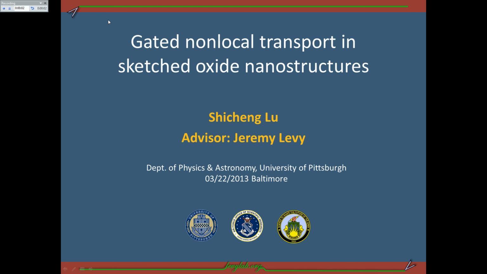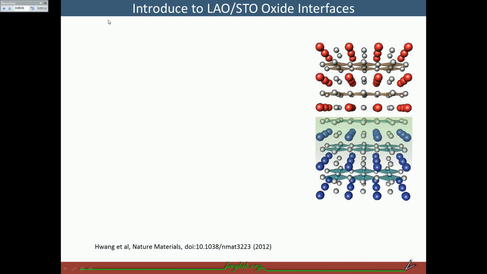I'm Cesaro from University of Pittsburgh. Today I'll talk about gate-tunable non-local transport in oxide nanostructures. And when I say oxide nanostructure, I particularly refer to the lanthanum aluminate and strontium titanate interface. This is an amazing system because when you put one insulator, which is LAO, on another insulator, STO, we get a conducting interface.